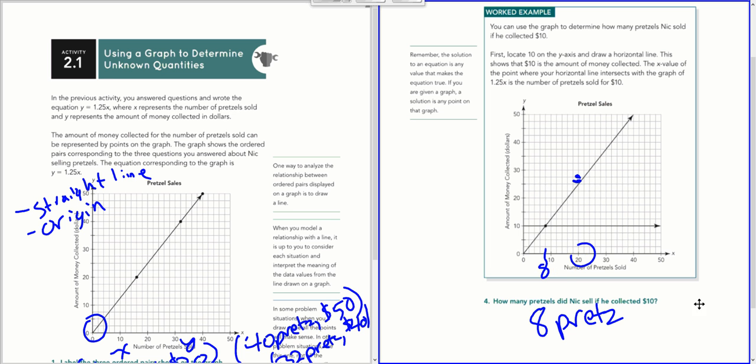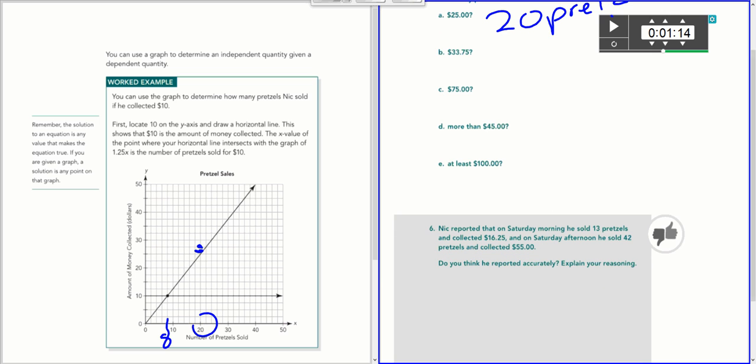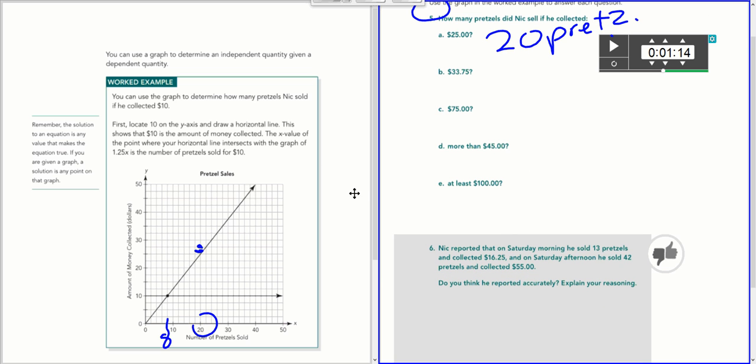So we can do this with other numbers. For example, 25. If I go up 25, which is right here, and I find my point, it's going to be right over 20 pretzels. Now, these are going to be a little bit harder, because they're either not on a graph or they're not whole numbers. So there are some limitations to the graph. But typically it is another way to answer some of the questions.